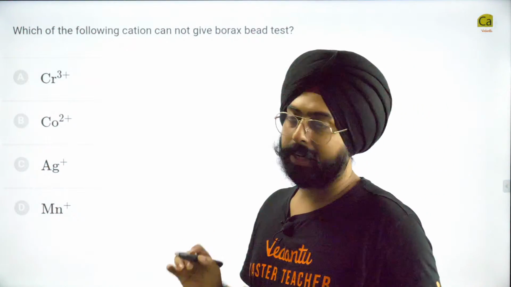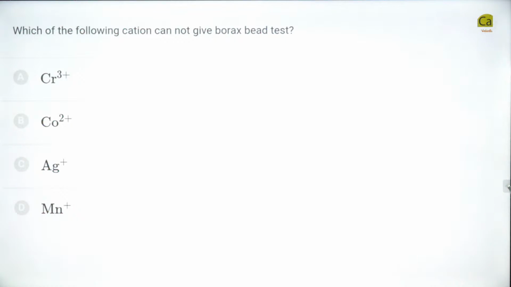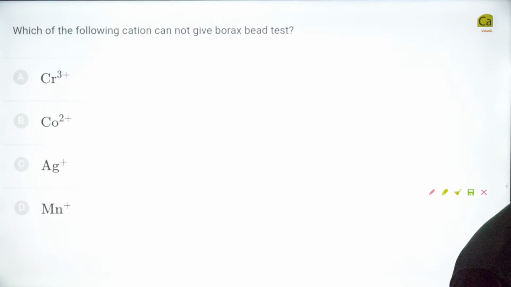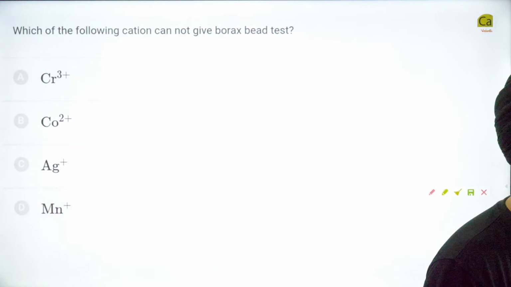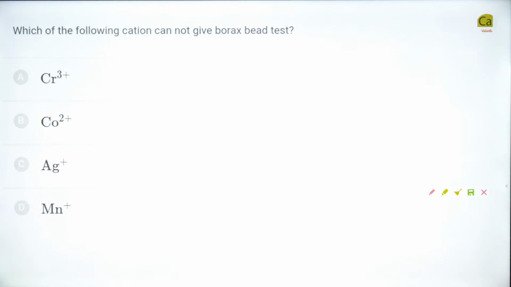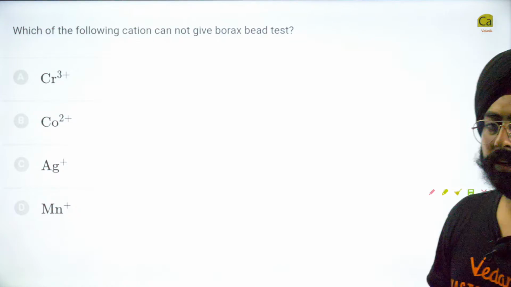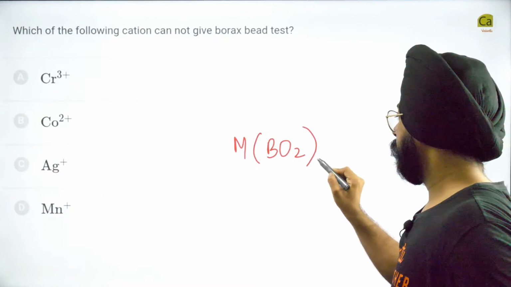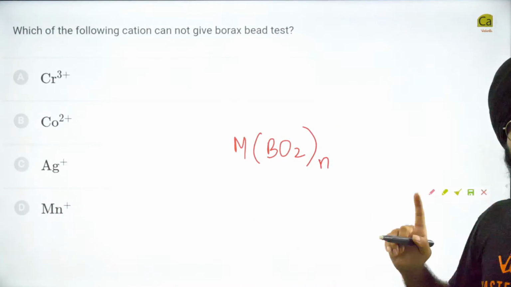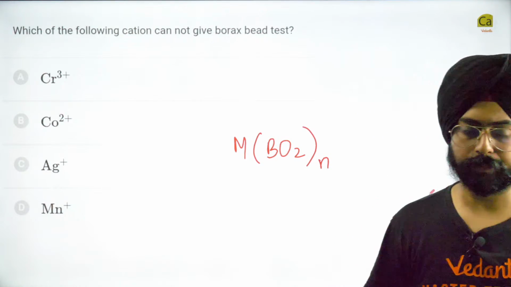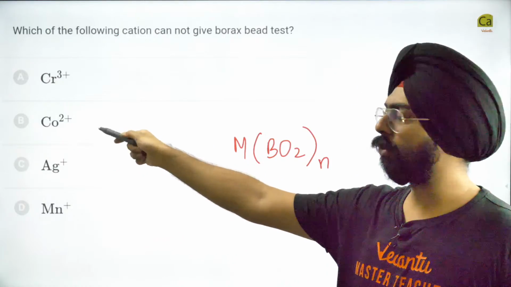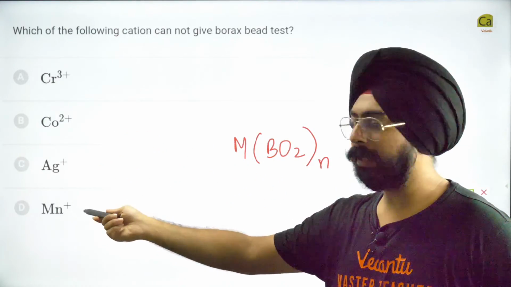Which of the following cations cannot give you borax bead test? What happens in borax bead test? You get metaborates. ठीक है, बोरैक्स बीड टेस्ट में अपन eventually heat it up with a boron compound; what you need to know is that you form a metaborate. What does a metaborate look like? This is your metal, and this is BO2, which has a 1 negative charge on it. So here it will form Cr(BO2)3, Co(BO2)2, AgBO2, Mn(BO2)2.